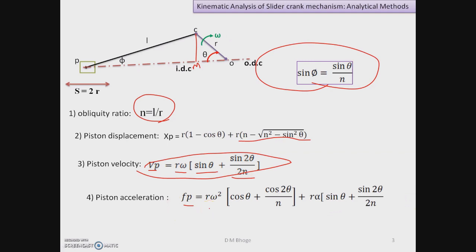This acceleration equation consists of two components. We have seen this. The first component is called the centripetal component of acceleration, whose magnitude is equal to r omega square, and the second component is called the tangential component of acceleration, whose magnitude is equal to r into alpha.